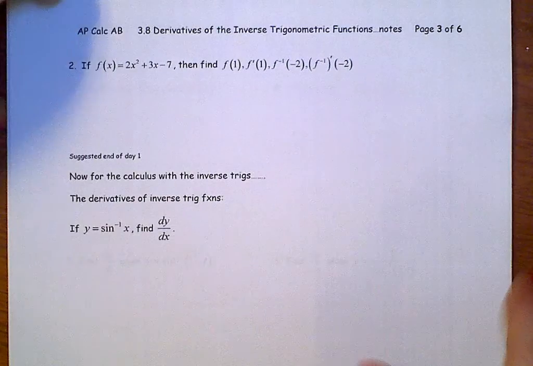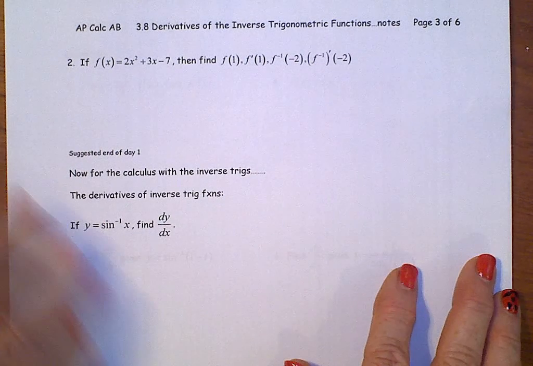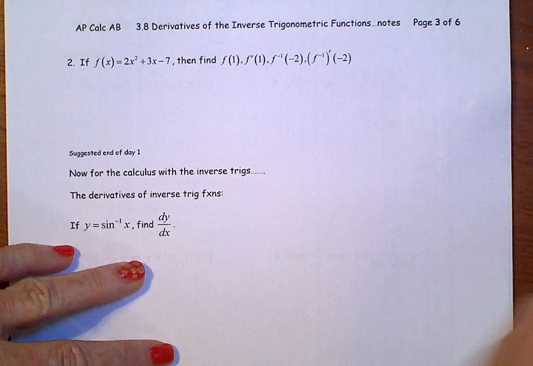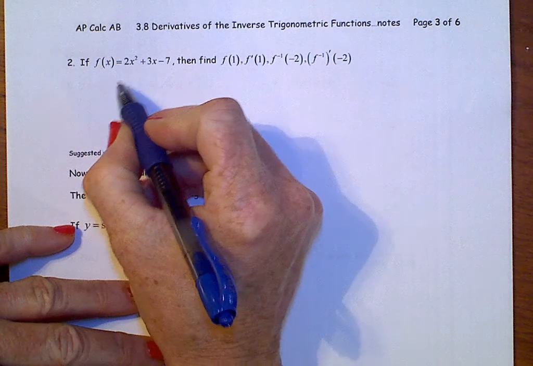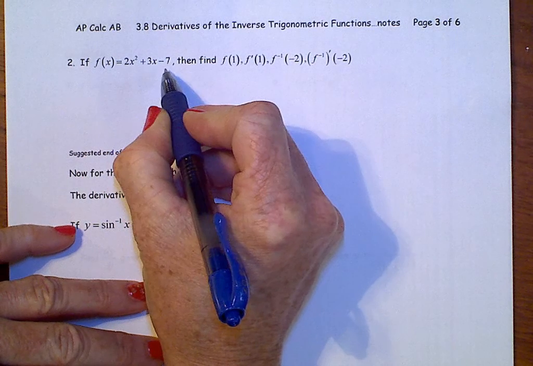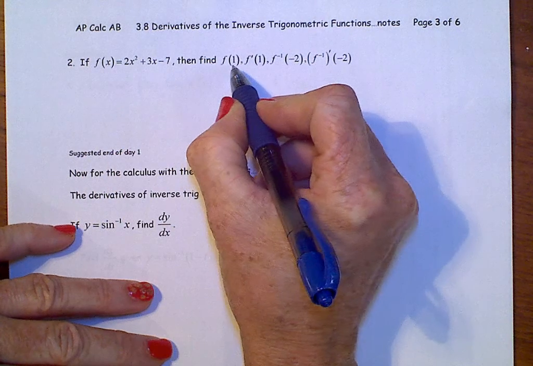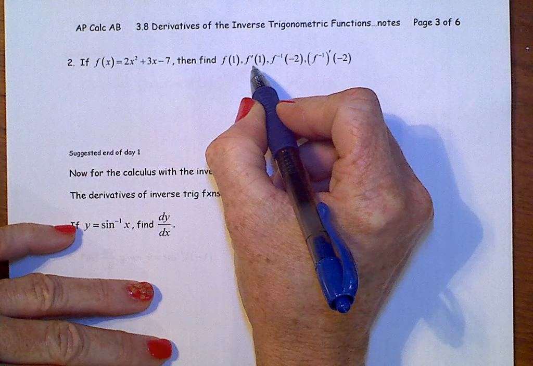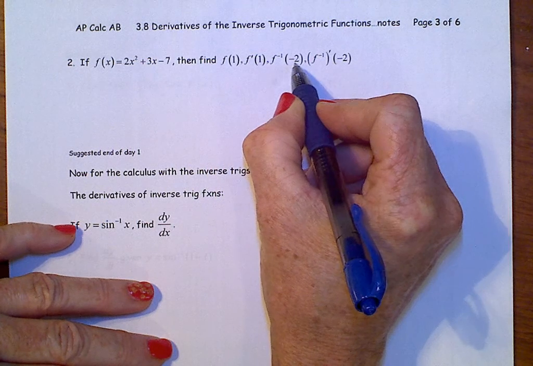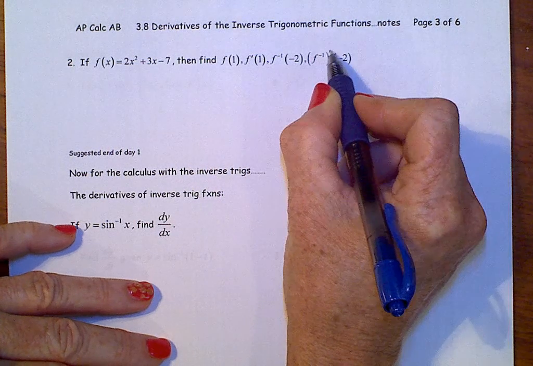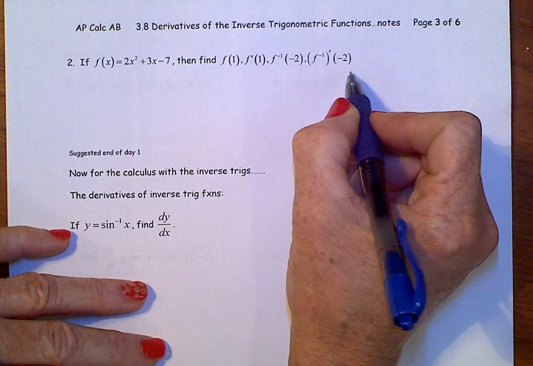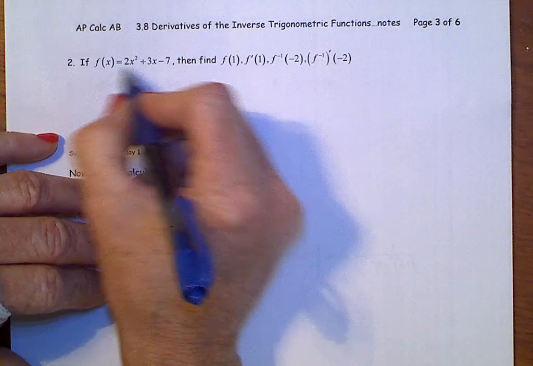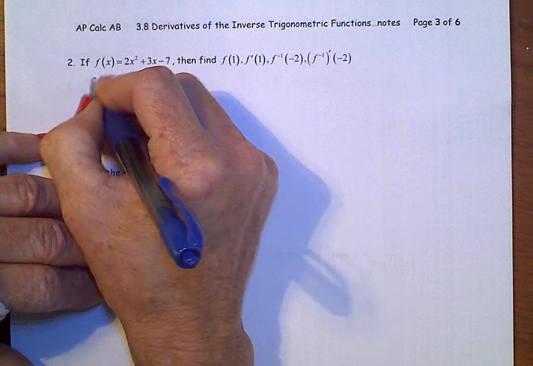This is AP Calculus, section 3.8, page 3. All right, our first problem: f of x is 2x squared plus 3x minus 7. Then I want to find f of 1, f prime of 1, f inverse of negative 2, and the derivative of the inverse at negative 2.